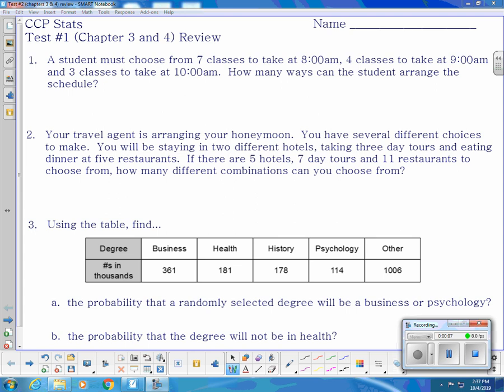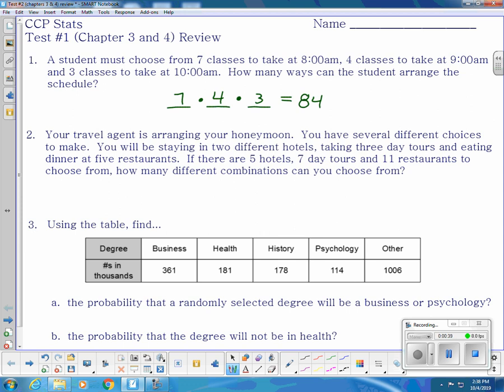So anyhow, in the first question, you are choosing really three things. You need to pick your 8 o'clock class, your 9 o'clock class, and your 10 o'clock class. So there's three things you're picking, and then you put your number of choices here. You have 7 to choose from for the first class, 4 for the second, and 3 for the third. One class and second class and third class. So you are multiplying, and you get 84 different ways you can make your schedule.